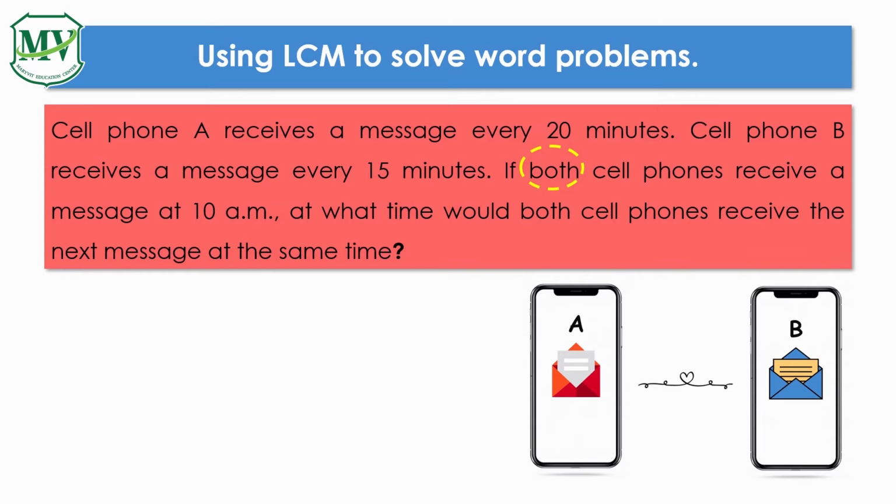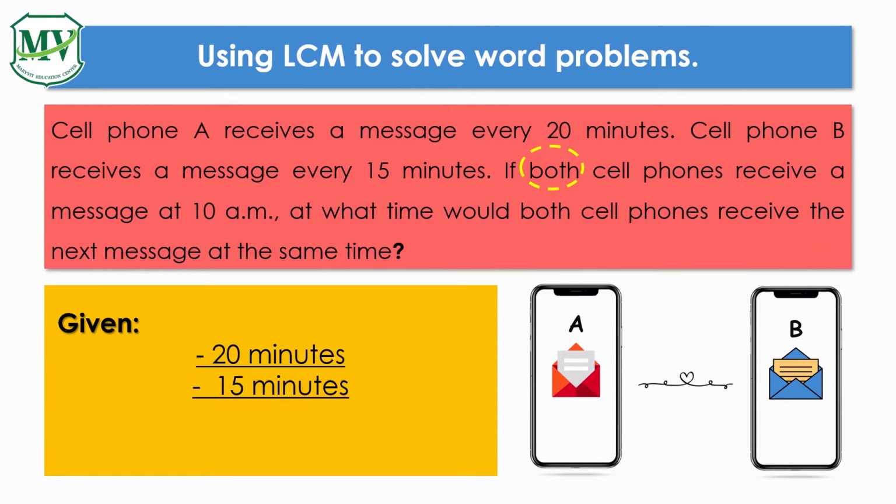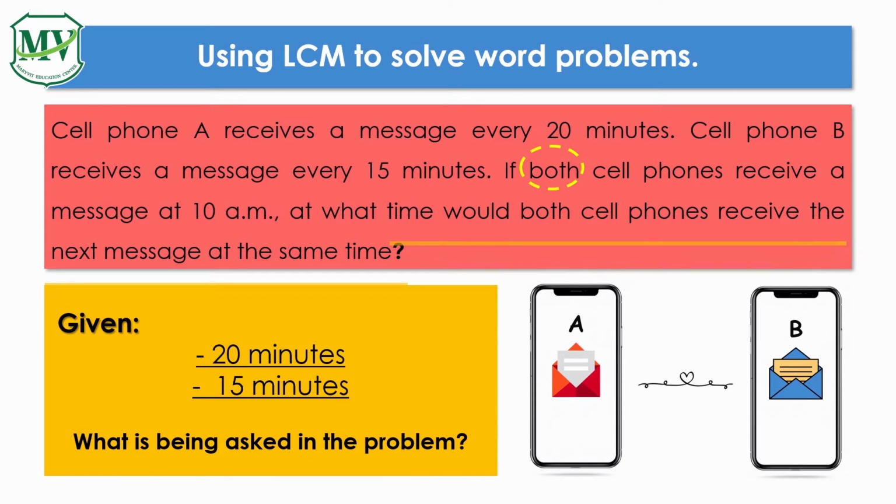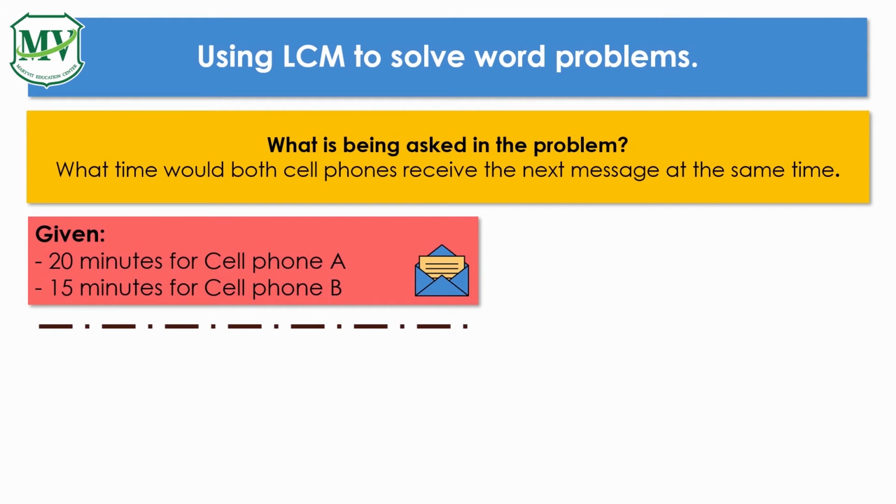Now, what are the given numbers in the problem? We have 20 minutes for cell phone A and 15 minutes for cell phone B. What is being asked in the problem? What time would both cell phones receive the next message at the same time? Do you remember how to get the LCM of given numbers? We can also use repeated division method for this. The given numbers again are 20 minutes for cell phone A and 15 minutes for cell phone B. Now, let's put the 2 numbers below, 20 and 15.